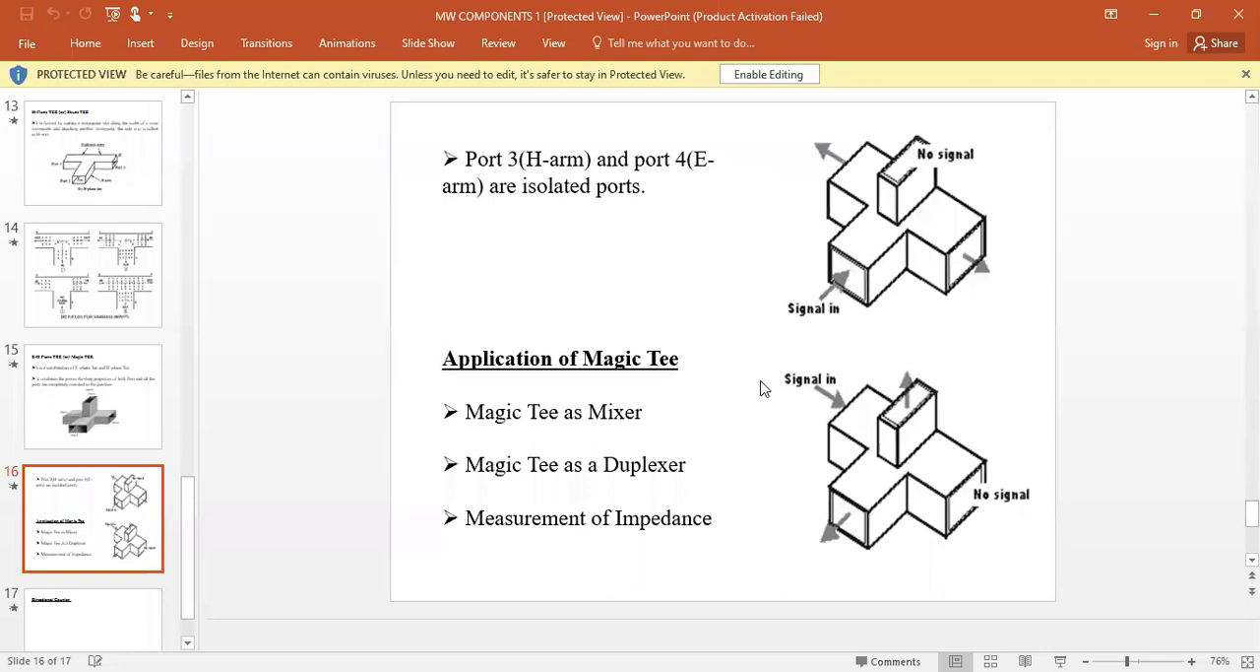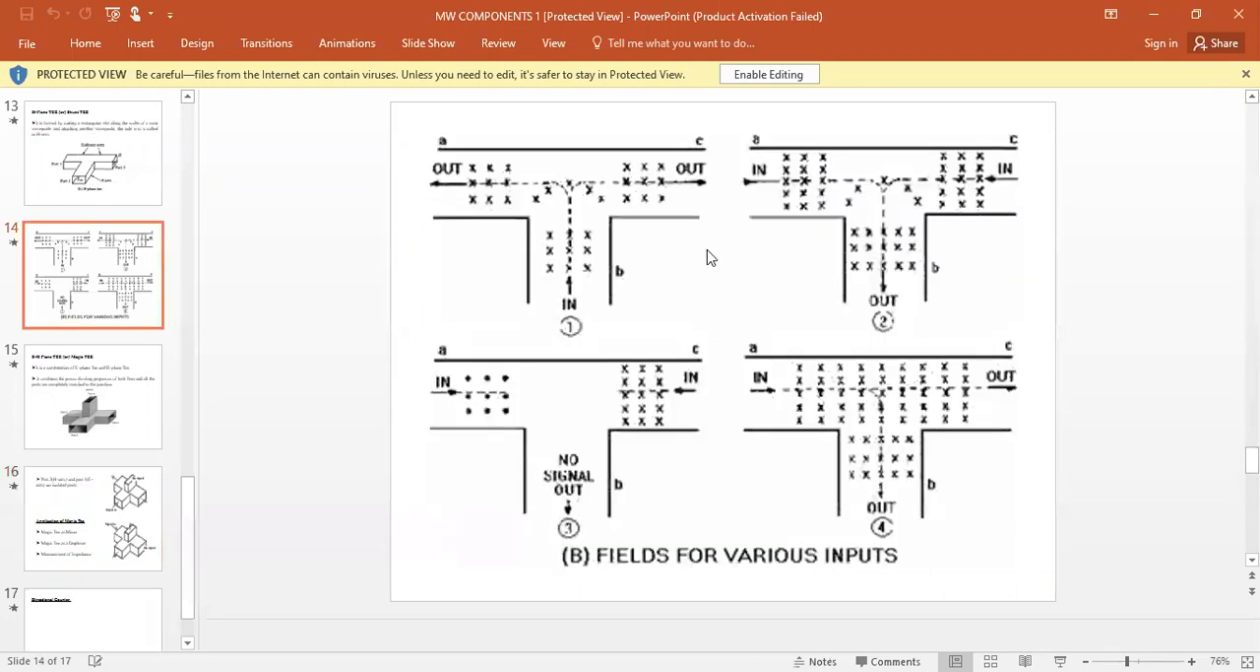Magic tee applications: it is used in mixers where you want to mix two signals. You can use the magic tee in waveguides, and also in duplexers, and the magic tee is also used for impedance measurement. This is the concept. Tomorrow we will discuss the E plane.